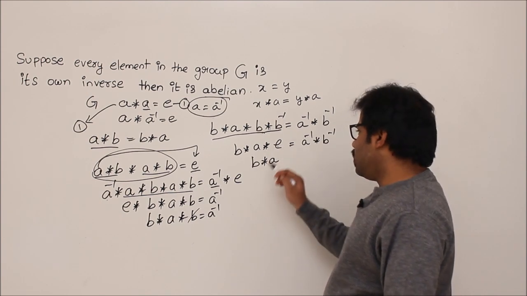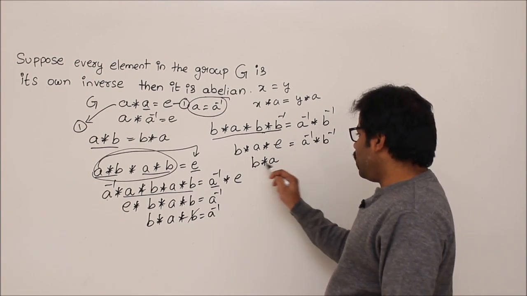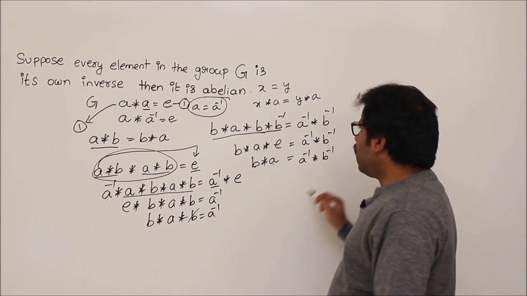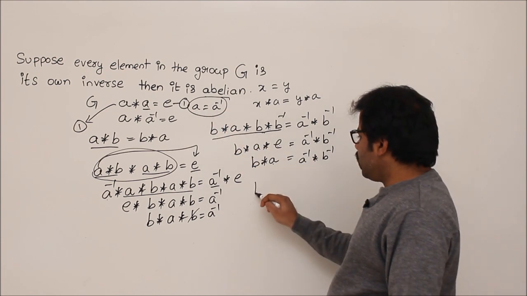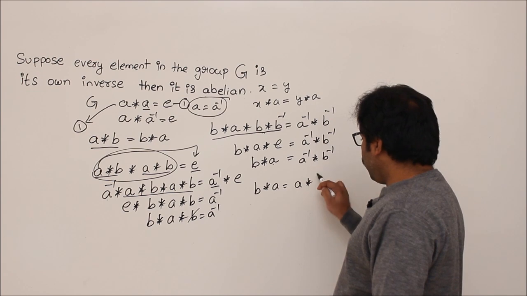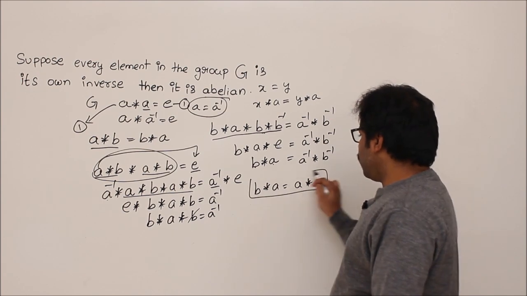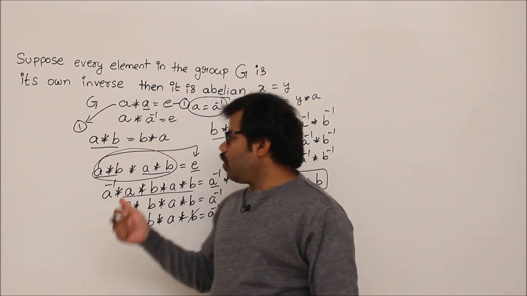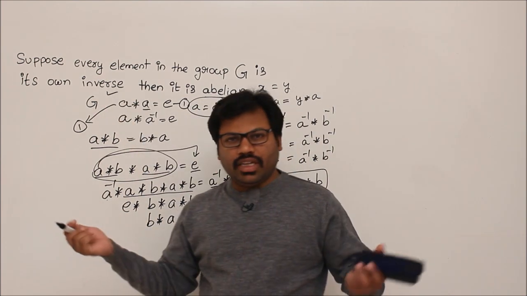E star anything is that thing, A star E is A, right? That's why B star A equals A inverse star B inverse. But we know that A equals A inverse. Let me substitute it. B star A equals A star B inverse, which is B. So B star A equals A star B. So that's why whenever every element is its own inverse, automatically that group will become abelian. Okay.